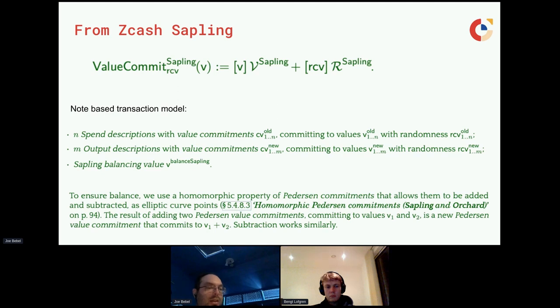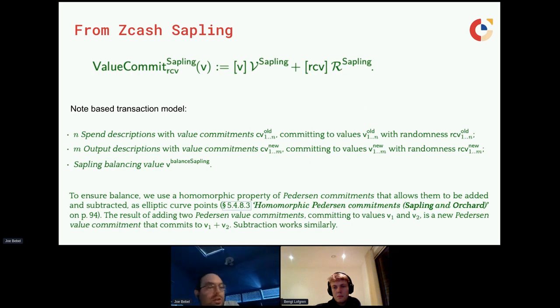And so to ensure that transactions don't create or destroy value, again, you can find this in the Zcash protocol spec. The important property of this value commitment is that it's homomorphic, meaning that if you add or subtract value commitments to or from each other, that is effectively the same as adding or subtracting values inside the commitment.